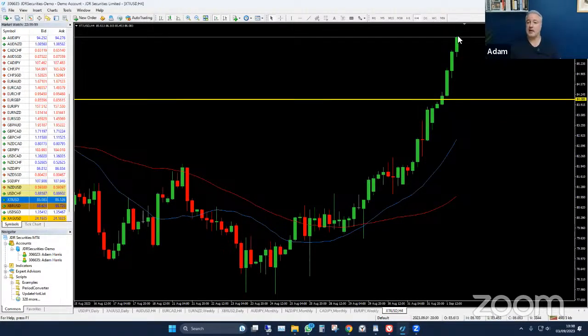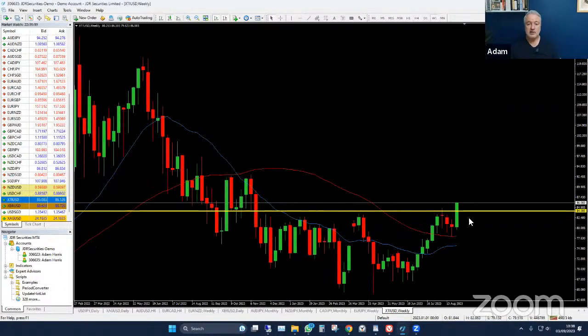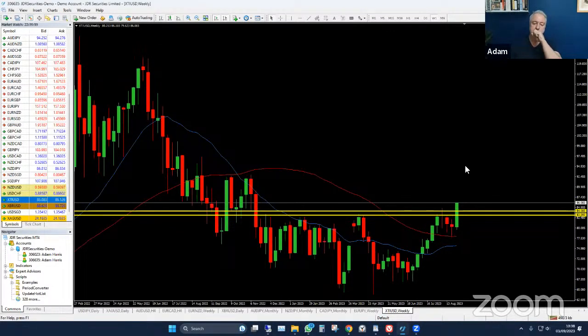And Monday would be a great day for it to have that correction and then continue up throughout the rest of the week. What does it look like on the weekly? It's just broken through this. So silver has just managed to break through out of this range. It's got some good room to run.